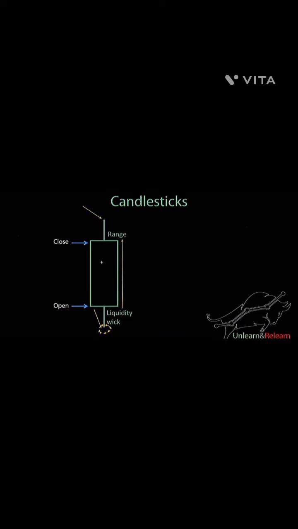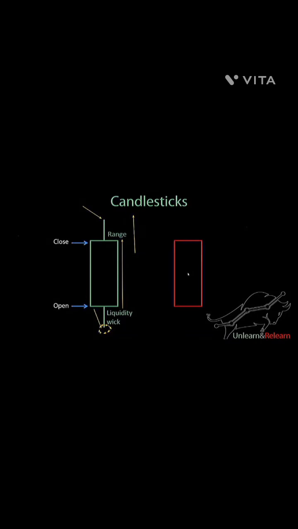So whenever a bullish candle is creating a liquidity wick at the bottom and a range at the top, this means there's a very high chance for the next candle to continue moving bullish, which is why we break down the candles into liquidity wicks and ranges.